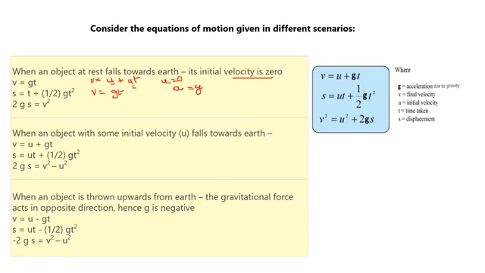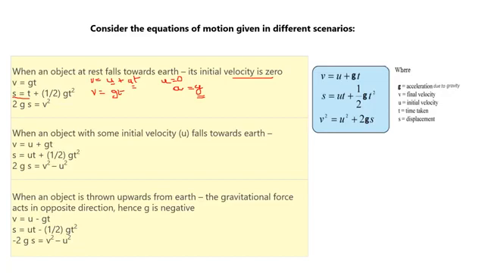And in the second equation, when an object starts with some initial velocity, wherever the small u is used, that has become 0, and the a will become small g. So the second equation will be s is equal to ut, but u is 0, so s is equal to half into at square, instead of at square it is gt square.